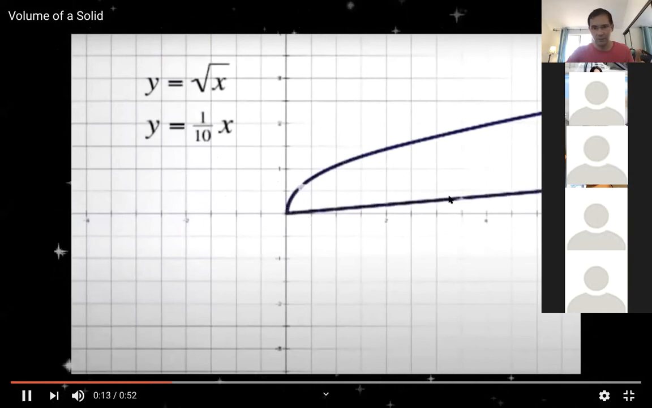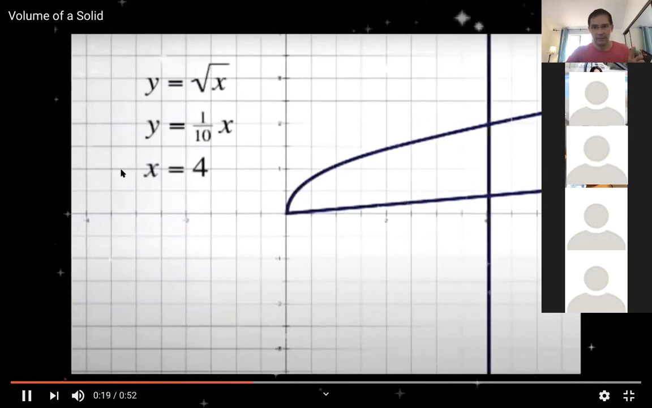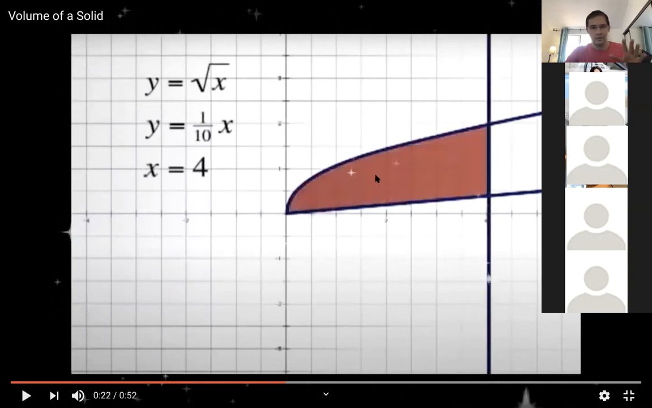So here's how this function looks, something like this. And take this straight line x equals 4. So the line x equals 4 is just this line. This is 1, 2, 3, 4. This is x equals 4. Now those two functions and this line enclose a region. So here I indicated this region in red.